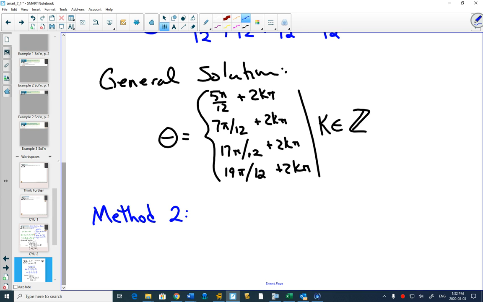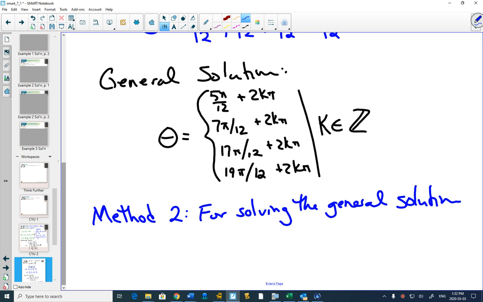And now I'm going to show you a second method for solving the general solution for a multi-revolution question. So far, with the first method, we've always had to solve between 0 and 2 pi first, and then we were asked for the general solution after. So it made sense just to add 2k pi to each of our answers.